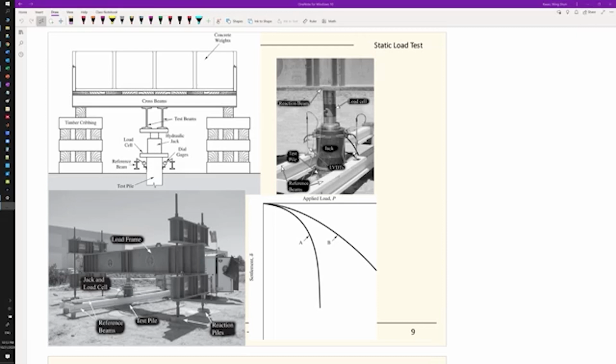But anyway, this picture here shows you the setup for the static load test.